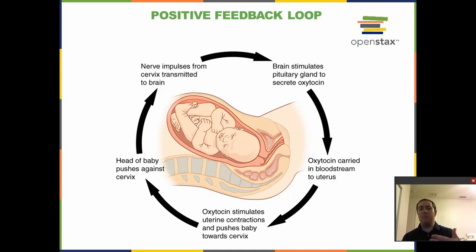Once the baby is born, there is no pressure pushing on the cervix. And so this loop is then broken, which is why this positive feedback loop eventually stops. There has to be something that cuts that loop to prevent a positive feedback loop going for the rest of your life, right? That's just not going to work.